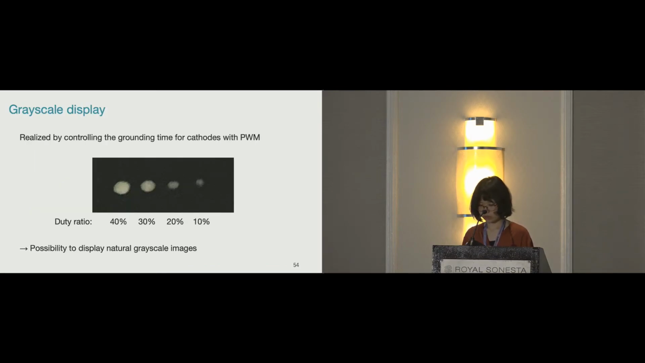Finally, grayscale display. The proposed system can display binary and grayscale images. And we can realize a grayscale display smoothly by controlling pulse width modulation of the grounding time of each cathode. The figure shows bubbles generated from 4 electrodes with different ground contact times. The duty ratios are from the left 40, 30, 20, and 10%. We plan to display natural grayscale images by increasing the number of pixels and applying this grayscale method.